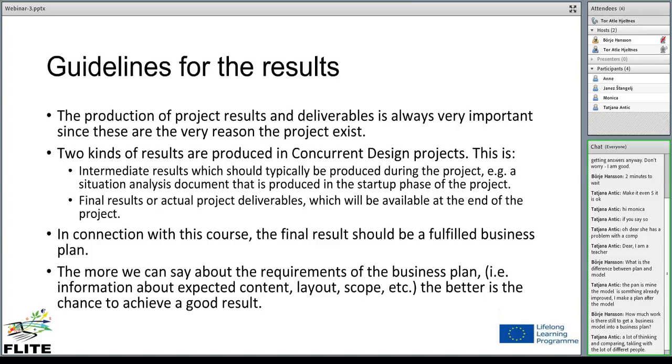And when you're working with the concurrent design principles and you're going to work through work sessions, it might be a good idea that you view the results from each session as important. Because, like I will tell you more later, we will start with a situation analysis, and it could be a good idea to look at the situation analysis as intermediate results that are important for the final result.